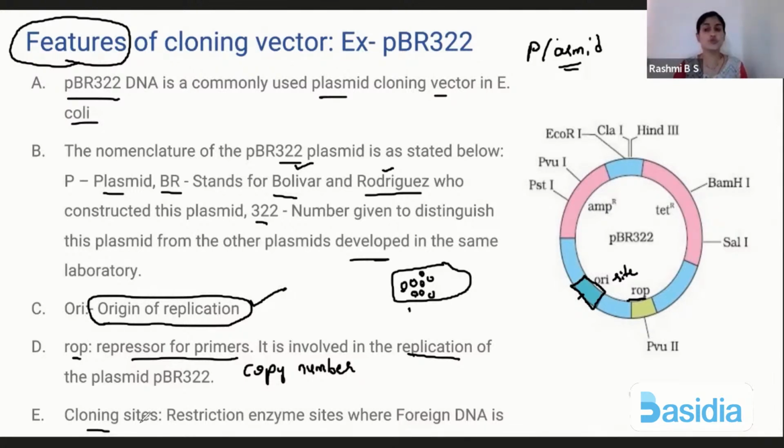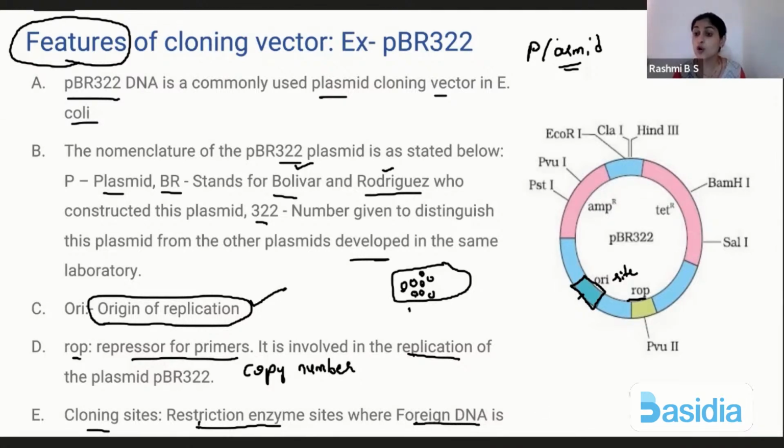Similarly, inside your class, you don't sit randomly, right? You have some specific place. You go and sit there only. Same way, in plasmids, you have some specific places where your restriction enzyme can break the plasmid, and at the point of breaking you can fix your foreign DNA. You can see here this PBR322 plasmid has so many cloning sites. Can you see the cloning sites? They are nothing but the sites where restriction enzymes can cleave the plasmid and insert the foreign DNA.